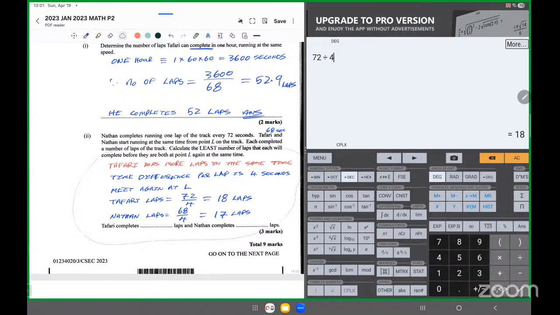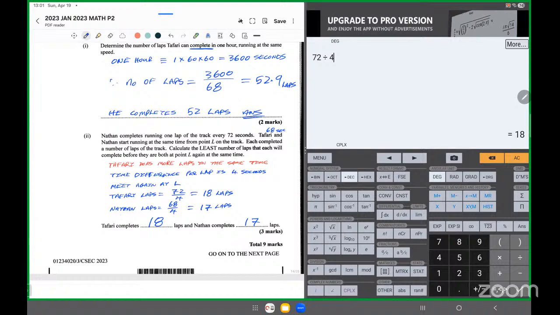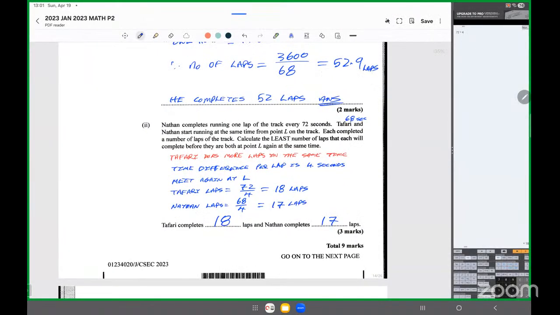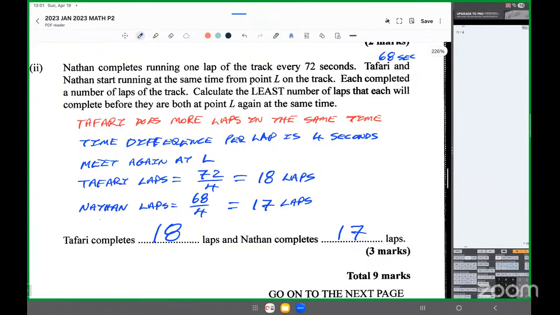So the answer for this is 18 laps and 17 laps. Nathan takes more time to complete a lap and is going slower, so it's going to take fewer laps when they meet again. That's one way to do it. There are multiple ways to do this, but I think this may be the simplest way to explain it.